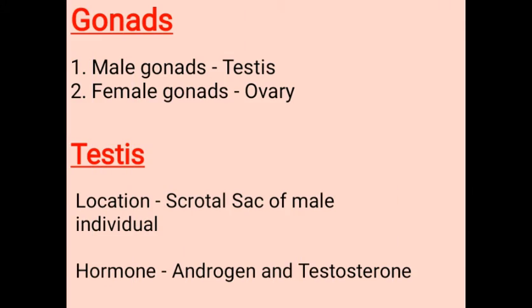Now gonads. There are two types of gonads. One is the male gonads, that is testes, and the female gonads, that is the ovary. Now let us come to the testes. Now testes are male gonads. A pair of testes is present in the scrotal sac of male individual. It is present in the scrotal sac, that is outside the abdomen.